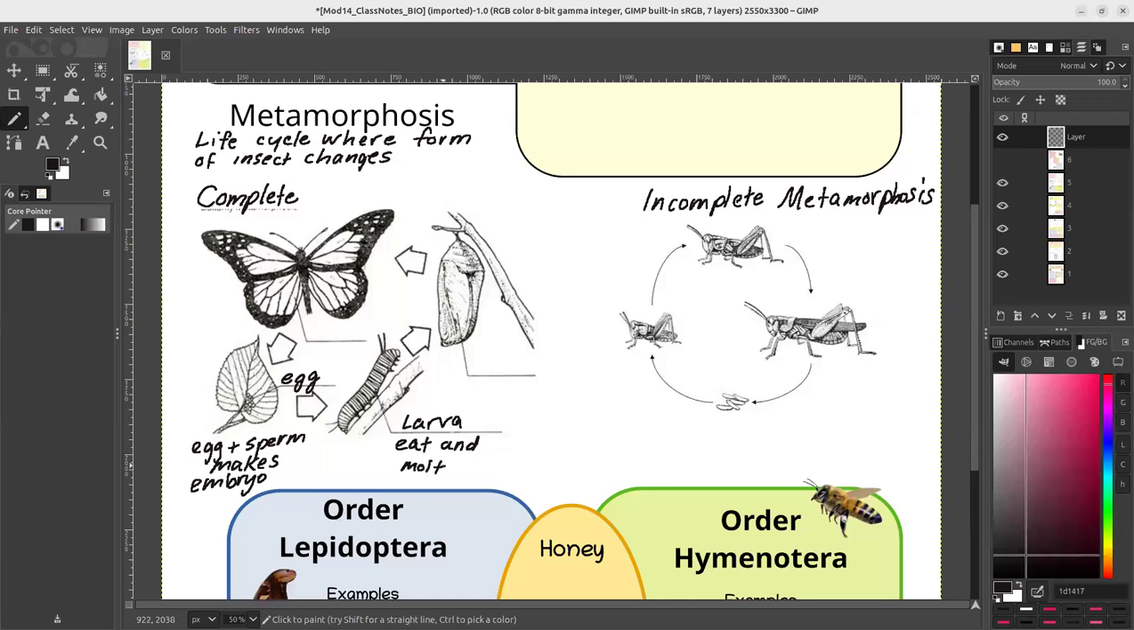And when the time is right, it will surround itself by a covering called a pupa. Now, a pupa can be silk, like a cocoon, or it can be hard, like a chrysalis. And basically, that's just a little case where the organism goes and transforms itself into something completely new, which is the adult.